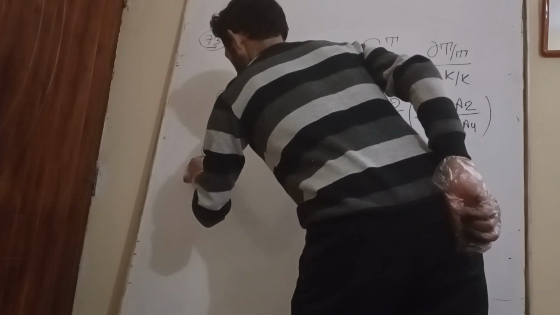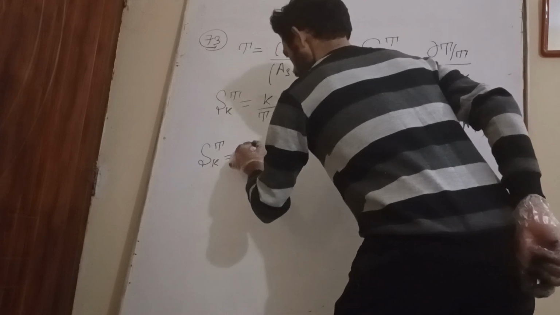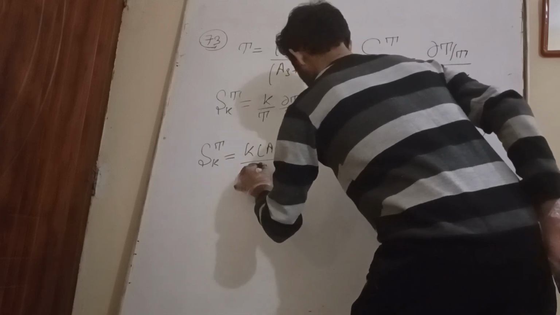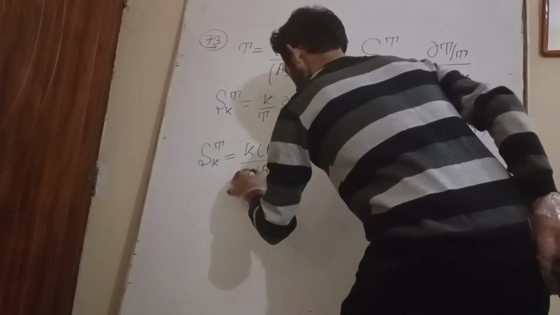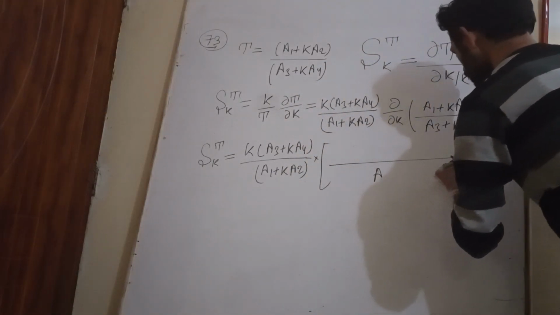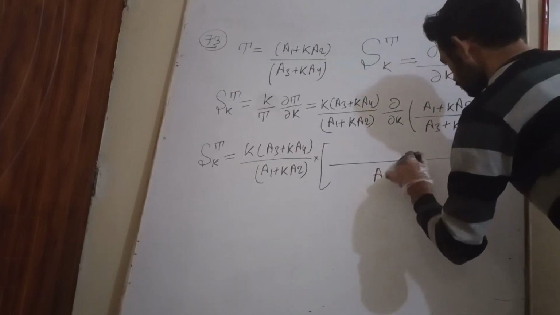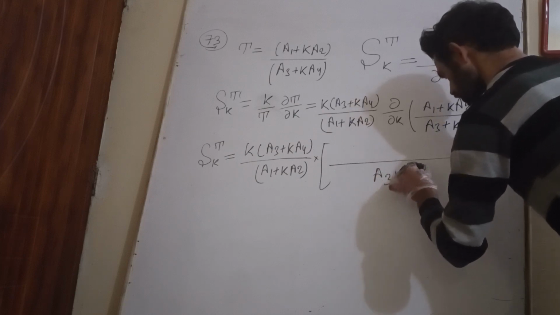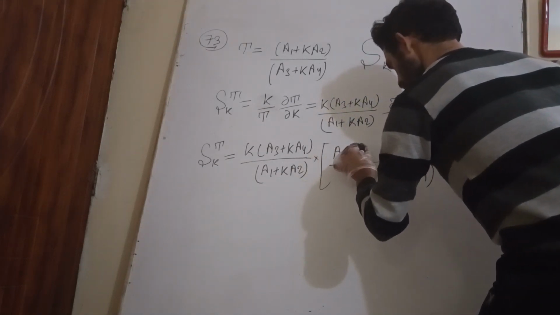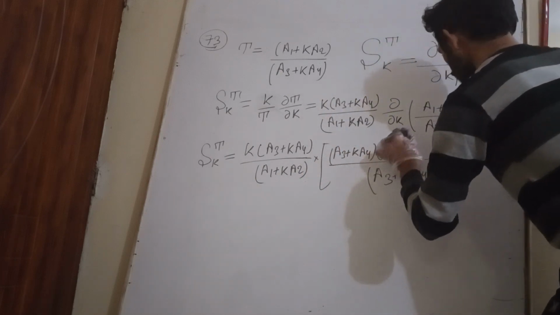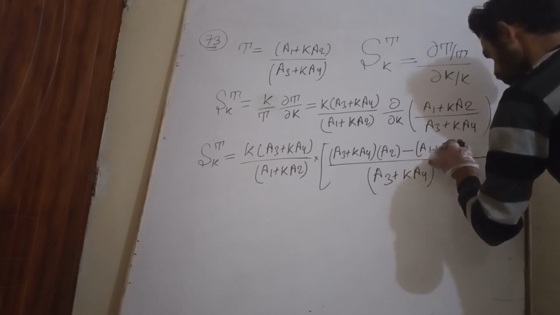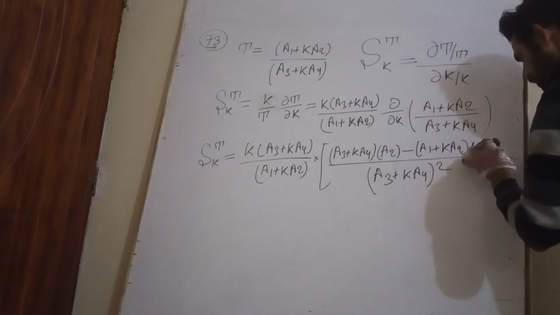What are we going to get? This is my S_k^T, the sensitivity factor. So this is nothing but k into (a3 + k a4) divided by (a1 + k a2), into the differentiation. The differentiation of numerator over denominator is the denominator square, (a3 + k a4) whole square, times (a3 + k a4) into the differentiation of numerator, that is a2, minus (a1 + k a2) into the differentiation of denominator, that is nothing but a4.